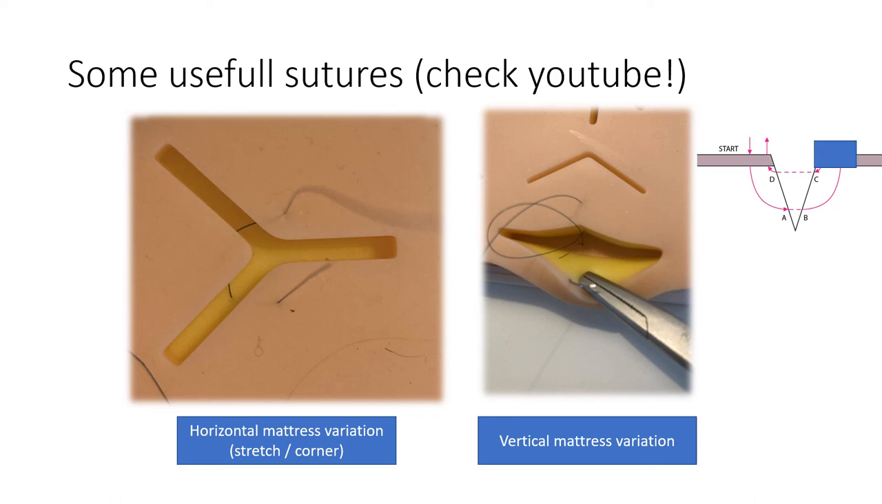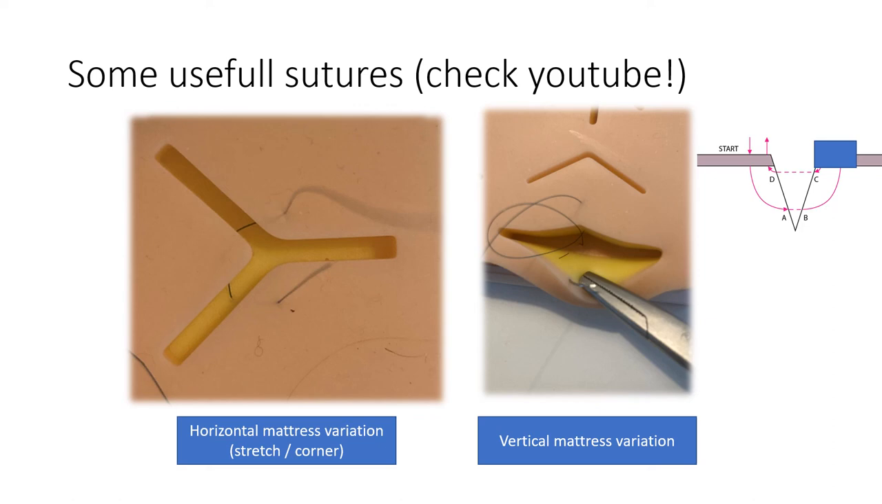The other one is the vertical mattress. If there's a lot of tension on wounds, then you can do this. I'll maybe do one or two of these, and then I'll do simple sutures afterwards once the tension is relieved. If it's a bleeding wound, then you have to do a couple of really fast sutures, and you might cut them up afterwards. It doesn't have to be pretty at first. You just have to stop the bleeding, right? And then you can always do the cosmetic ones afterwards.